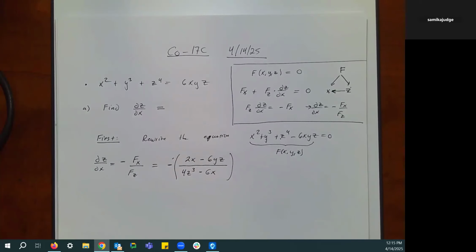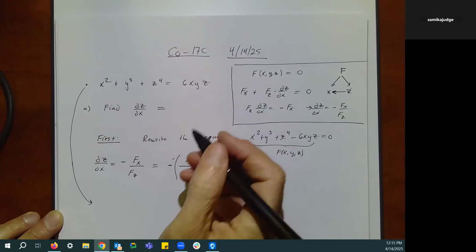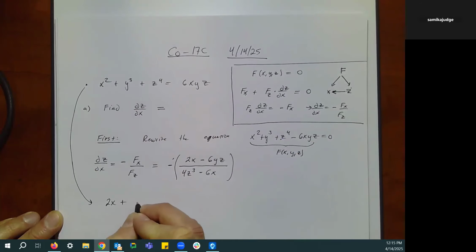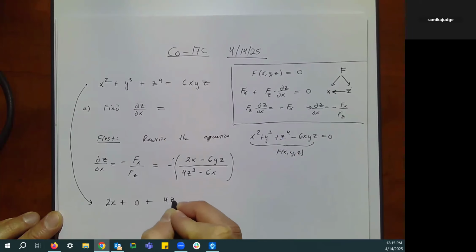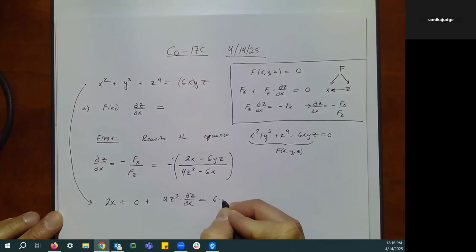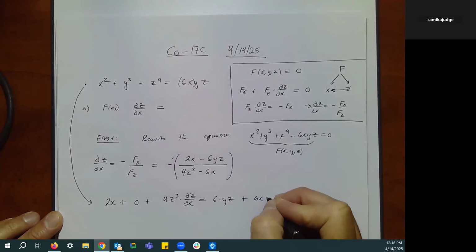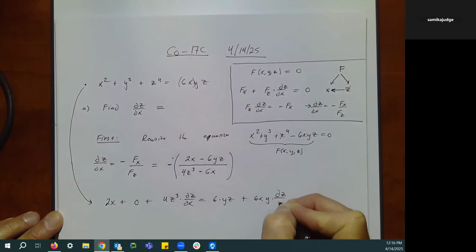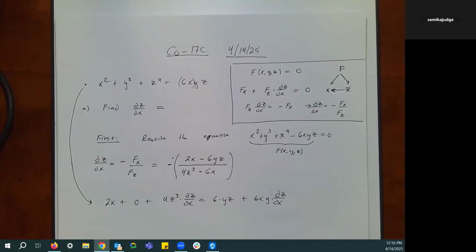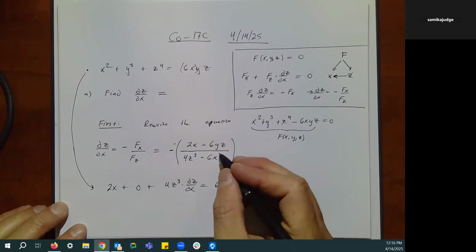So it's a whole different way of doing implicit differentiation, right? You could also have done this the longer way and said, oh yeah, I'm differentiating everything with respect to x, and gotten 2x plus 0 plus 4z cubed times del z del x equal to, product rule here, 6 times yz plus 6x times the derivative of yz, which is y times del z del x. And if you do all the solving, which I don't want to do, but if you solve this for del z del x, you would get exactly what we got right there.